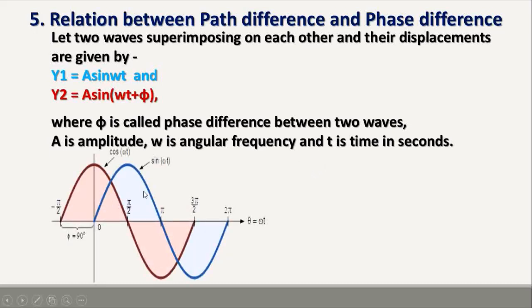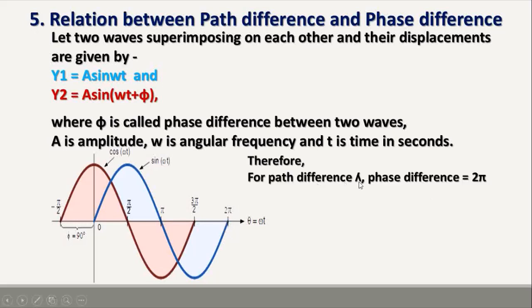So I am showing the same diagram which I showed in the previous slide, and I have indicated each part of the cycle by a phase from 0 to pi by 2, from pi by 2 to pi, then 3 pi by 2, then 2 pi. As I told in the earlier slide, a path difference of lambda is nothing but a phase difference of 360 degrees, or 2 pi.